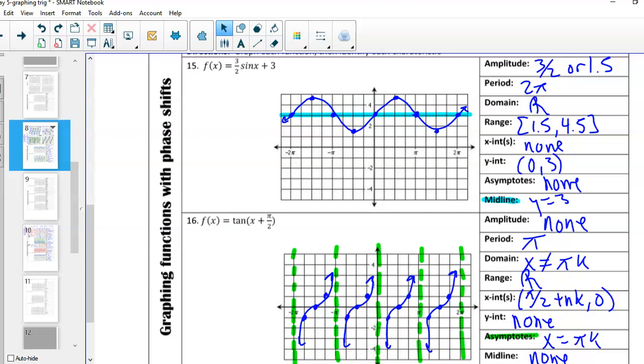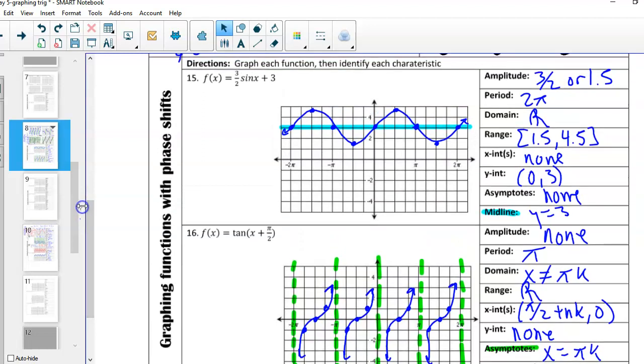There's no amplitude for tangent? Ever. And no midline either. Correct. Okay. So in some of these examples, when the period changes and it shifts, sometimes you don't see that shift, but sometimes you do. It just depends on what has been done to it. In this case, there was no period change, so when it shifted, the asymptote shifted as well. So just be mindful of that.